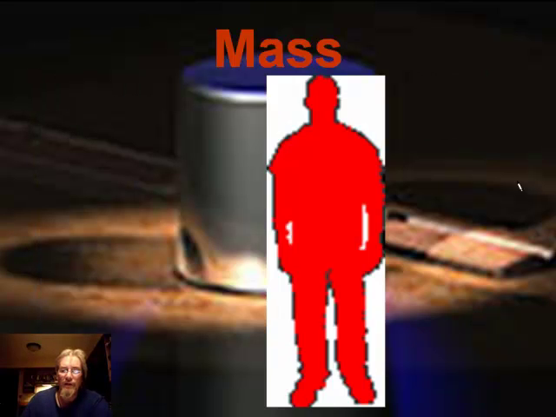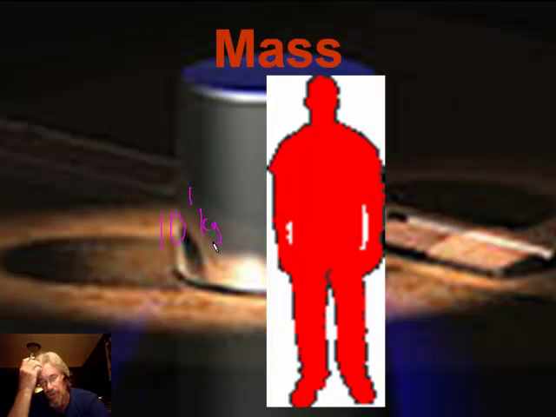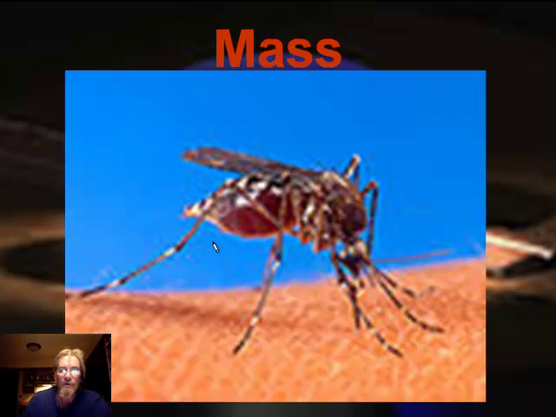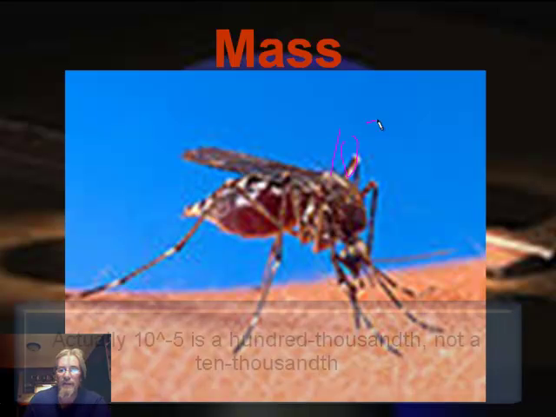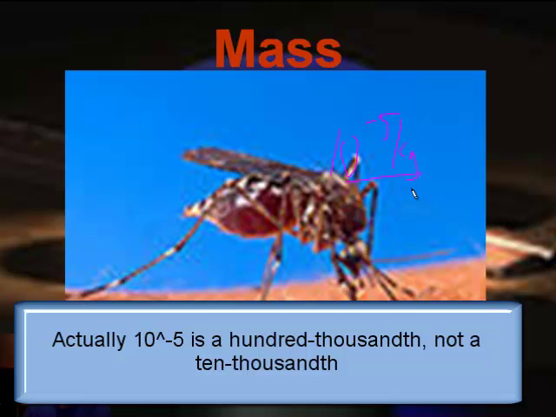Here's a human being. This person would be on the order of about 10 to the 1 kilograms. We would probably measure in tens of kilograms. You know, if a person weighed 220 pounds, that'd be a 100-kilogram person. Here's a mosquito, pretty small object. A mosquito would be 10 to the negative 5th kilograms, so that'd be about a 10,000th of a kilogram, much smaller.